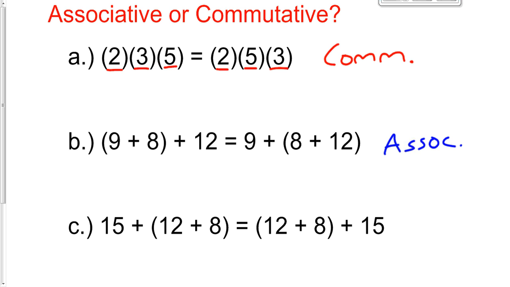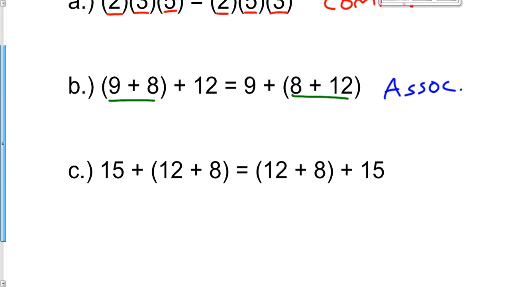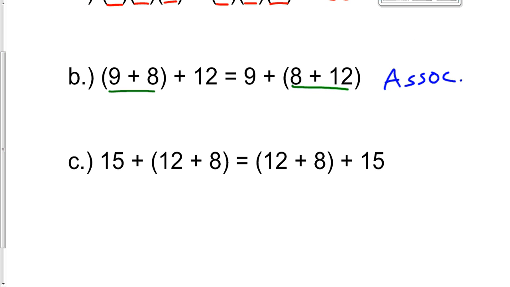Okay. And you can see on letter B, the one reason you might want to group this differently is because 8 plus 12 is going to be an easier first step than 9 plus 8, even though that's not too hard. But then you get 17 on the left side plus 12, whereas on the right side you get 8 plus 12, which is 20, and 20 plus 9 is much easier to do. Alright, and the bottom one's kind of a tricky one. It looks like it's associative, but it's actually commutative.